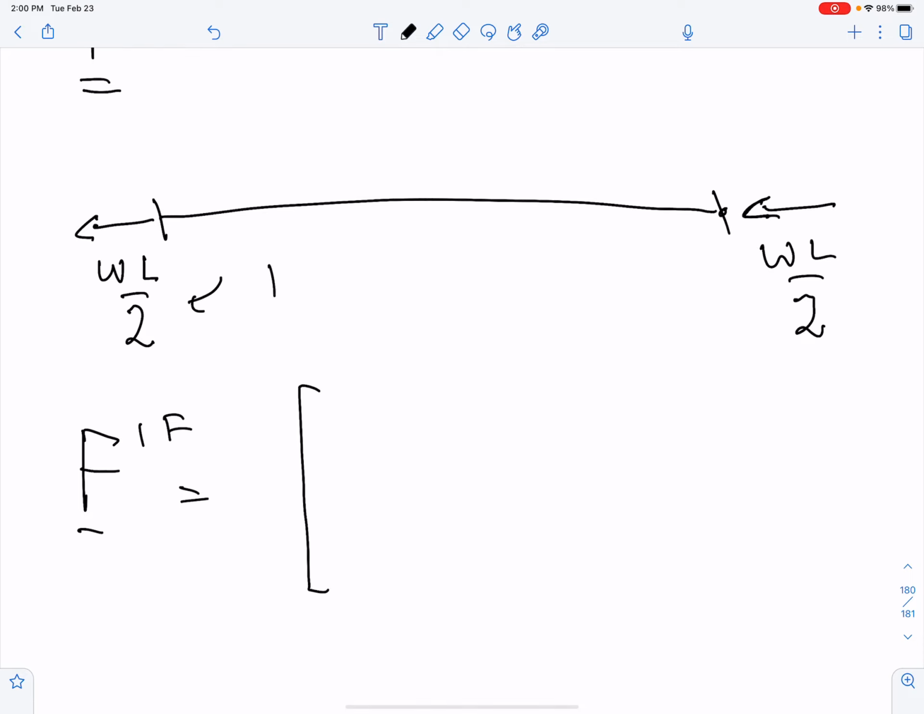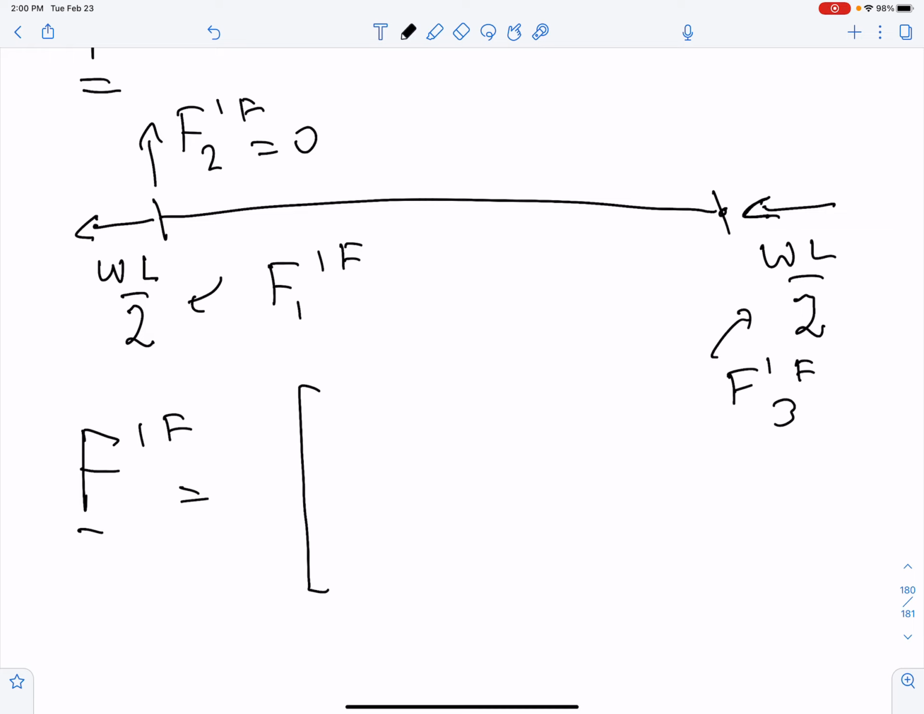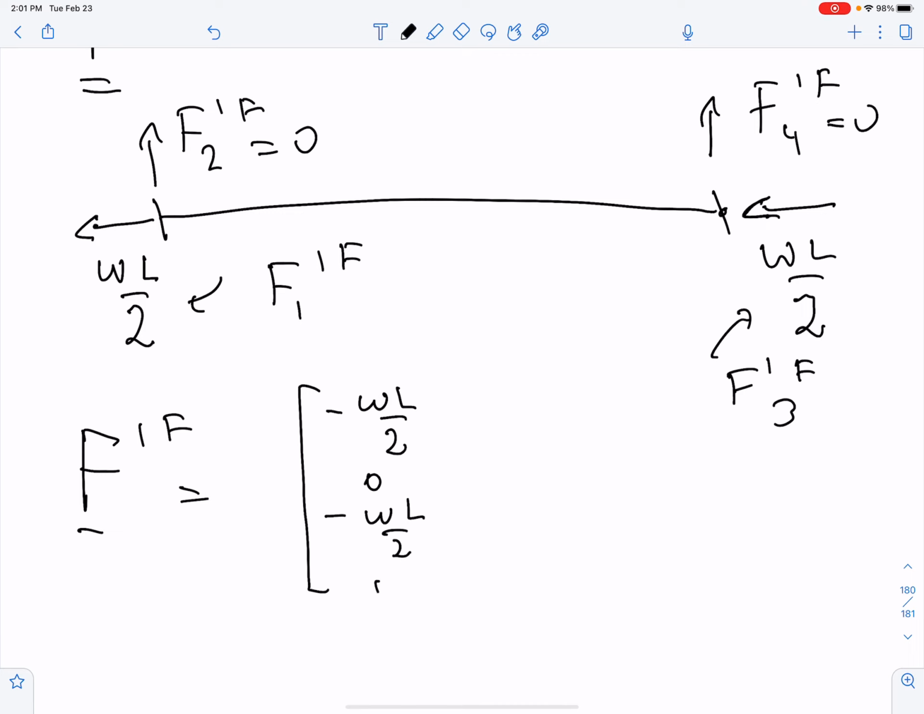Okay? So then you just go and record this in a vector F prime F. So this is exactly F prime F1. Then F prime F2, there's no vertical action, is 0. This becomes F prime F3. And then in the vertical direction, F prime F4 is 0. Okay? So you just populate the vector based on your solution. You get minus WL over 2, 0, minus WL over 2, 0.